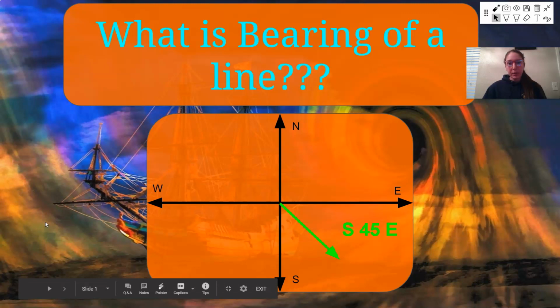Bearings of a line are used mostly in navigation, also in surveying. So would you understand what this was? If I said it, could you draw it? And if it was enveloped in some sort of navigation scenario, could you find solutions to that problem? So we're going to go over two examples as well as the definition, and we're going to do some drawing.